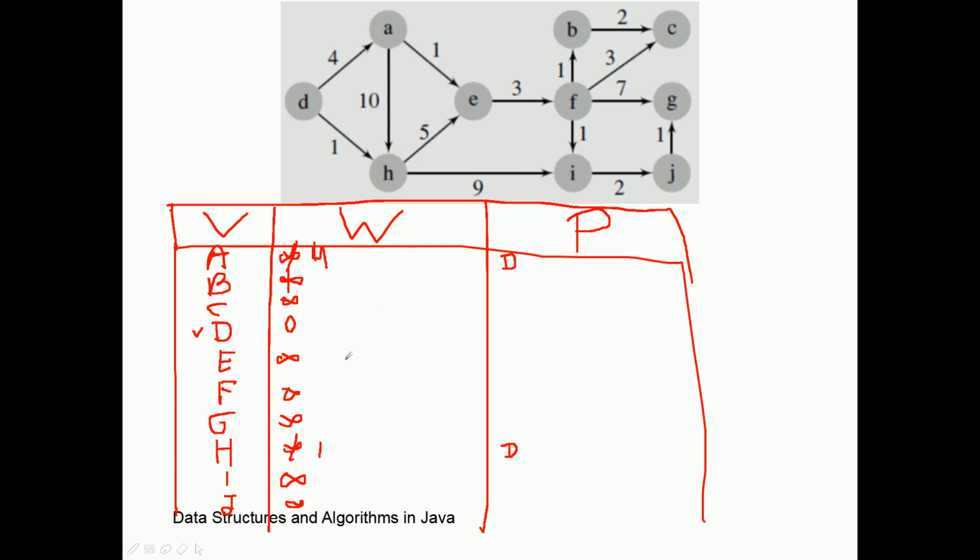So from H to E, it will cost 6. It costs already 1 to reach H, so plus the 5, it will be 6. So for E now, it's 6. And I need to remember that I came from H. And then for I, what will it cost?